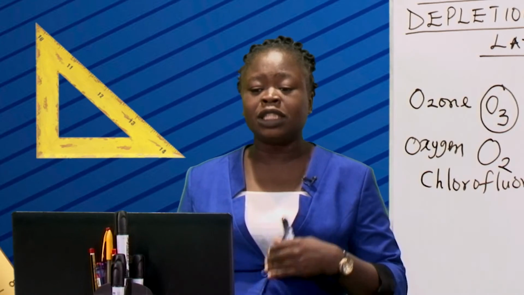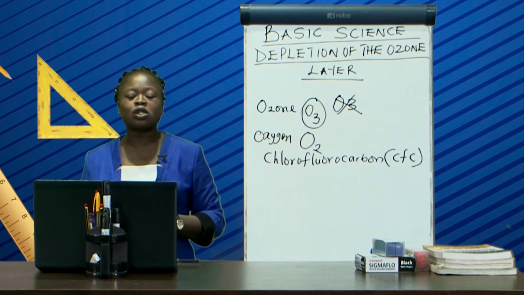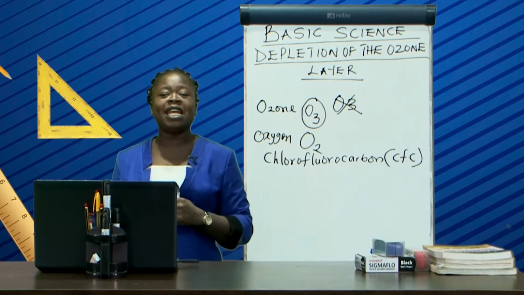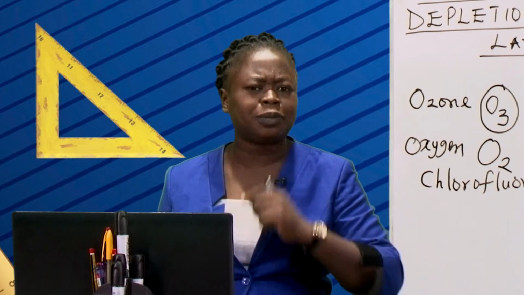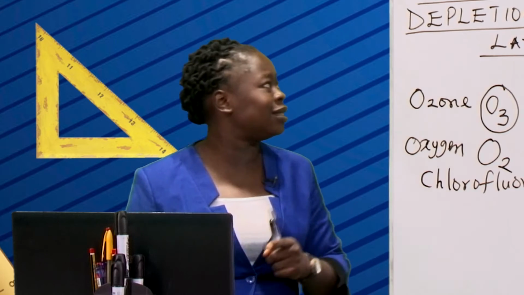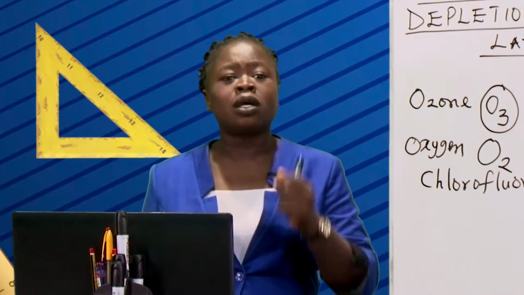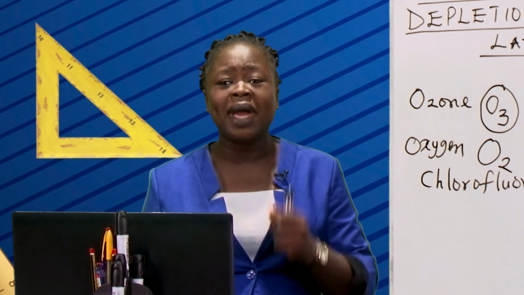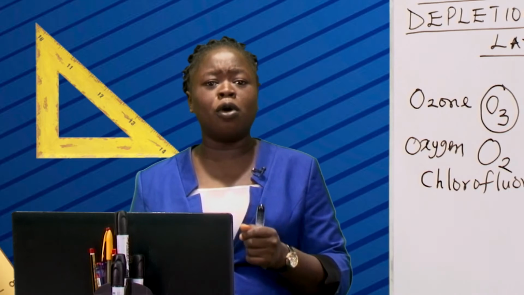Government can put a ban on the use of chlorofluorocarbon and also to use ozone-friendly chemicals. As an individual, what can you do to reduce this? You can also stop buying materials that are made from this chemical, chlorofluorocarbon.